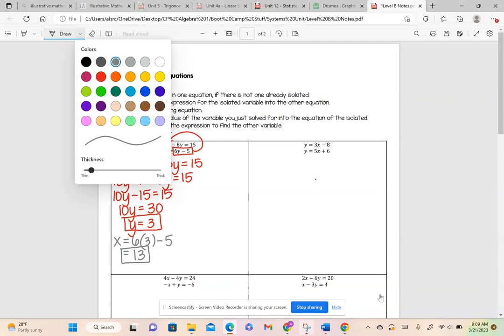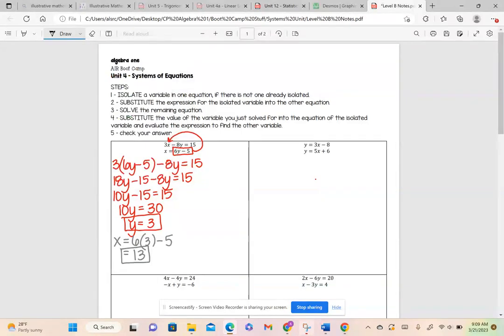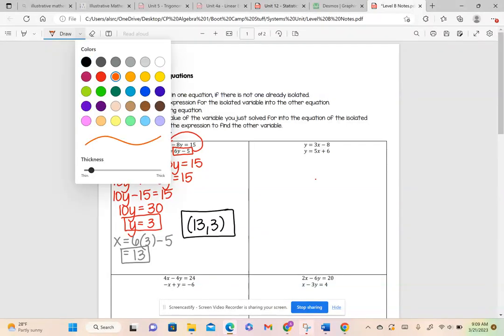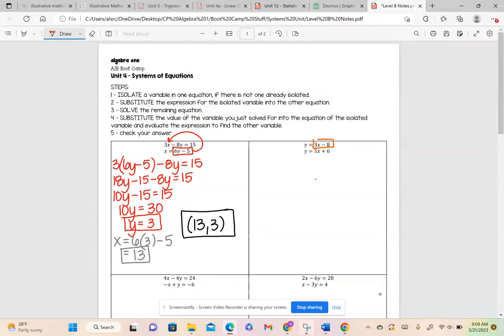Now, just like when you solve systems on a graph, they have to be written as a coordinate. So 13, comma 3 is your final answer. Okay. Now, what do we do on this one? Doesn't matter which one you box because they both equal y. So I'm going to take that first one, plug it in for y. So I will have 3x minus 8 equals 5x plus 6.